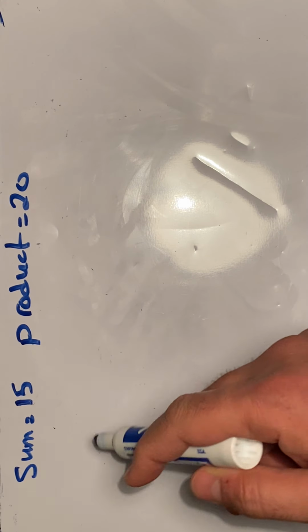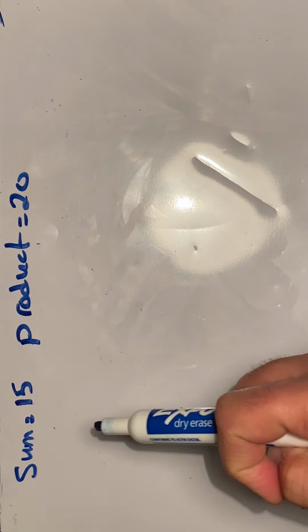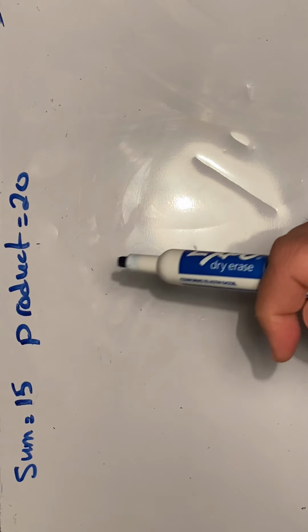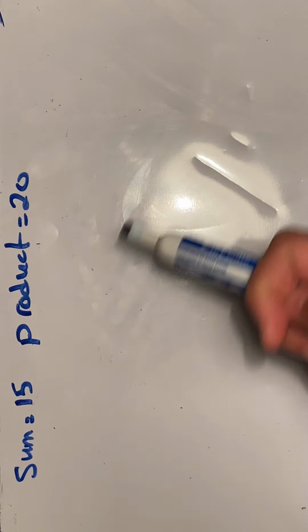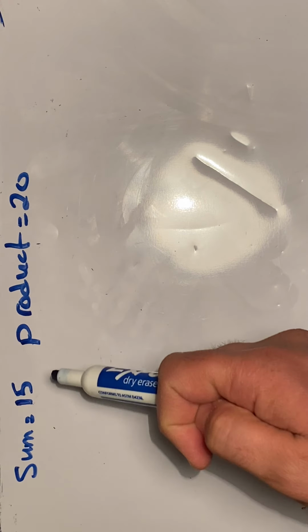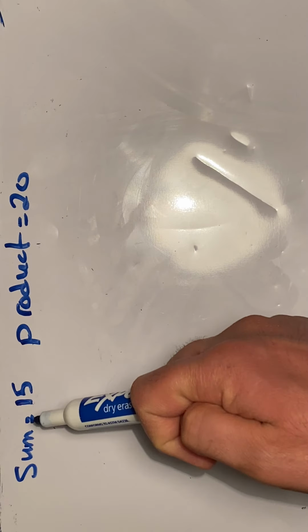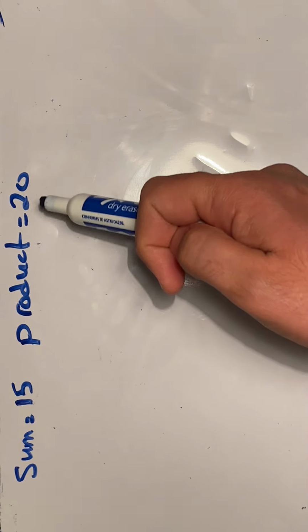In this tutorial, I'm going to show you one application of using quadratic relations. The question would say, we need to find two numbers. Their sum is 15. Their product is 20. So if I add them, I get 15. If I multiply them, I would get 20.